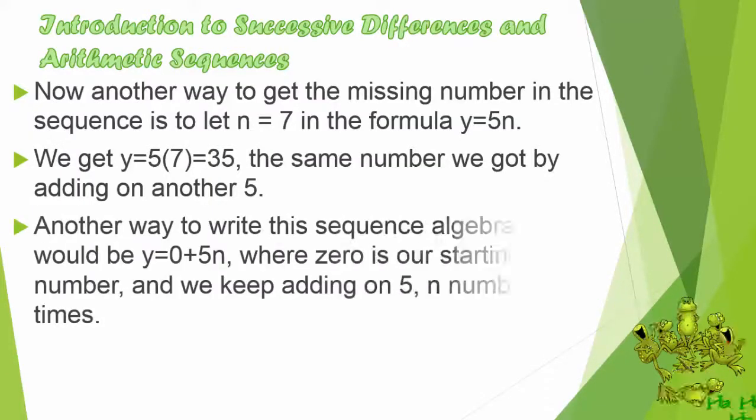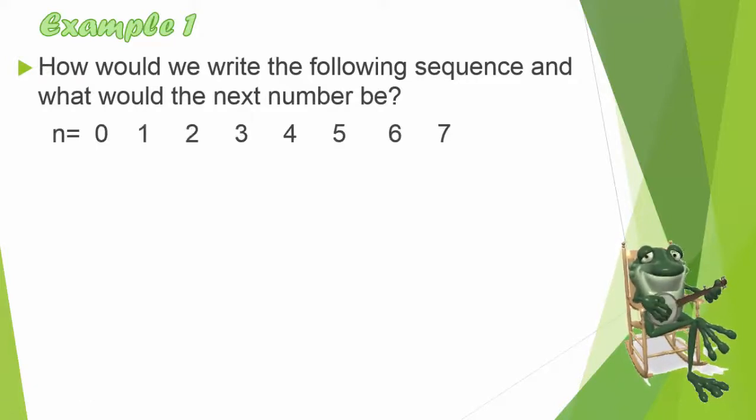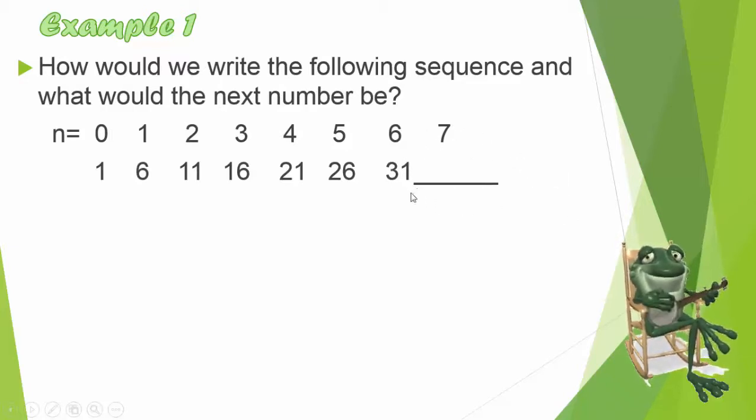As mentioned on the whiteboard, another way to write this sequence algebraically would be y is equal to 0 plus 5n, where 0 is our starting number, and we keep adding on 5 n number of times. In example number 1, we're asked how would we write the following sequence and what would the next number be. So here is n followed by our sequence. So we want to figure out what this next number will be. So let us go over to the whiteboard and work this one out.